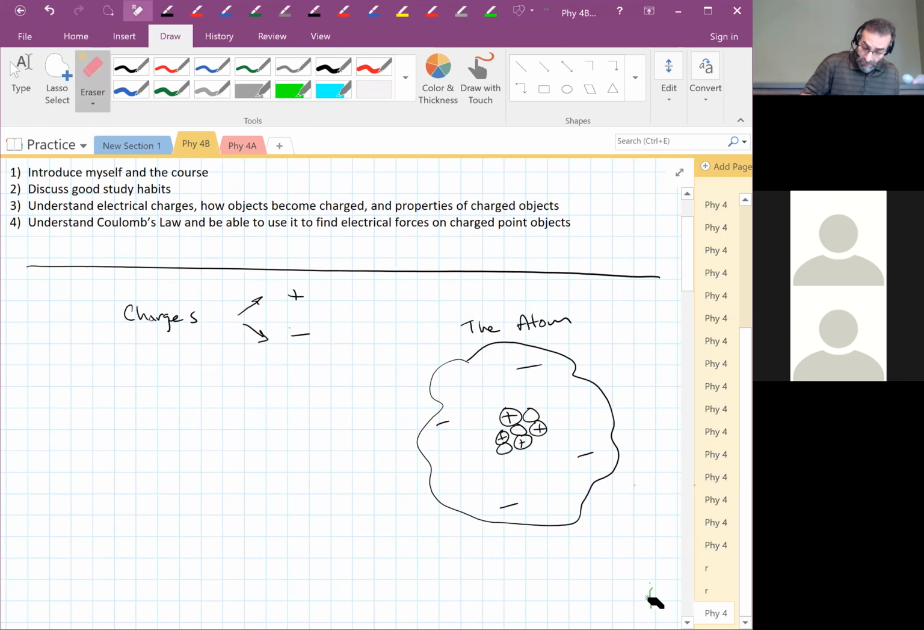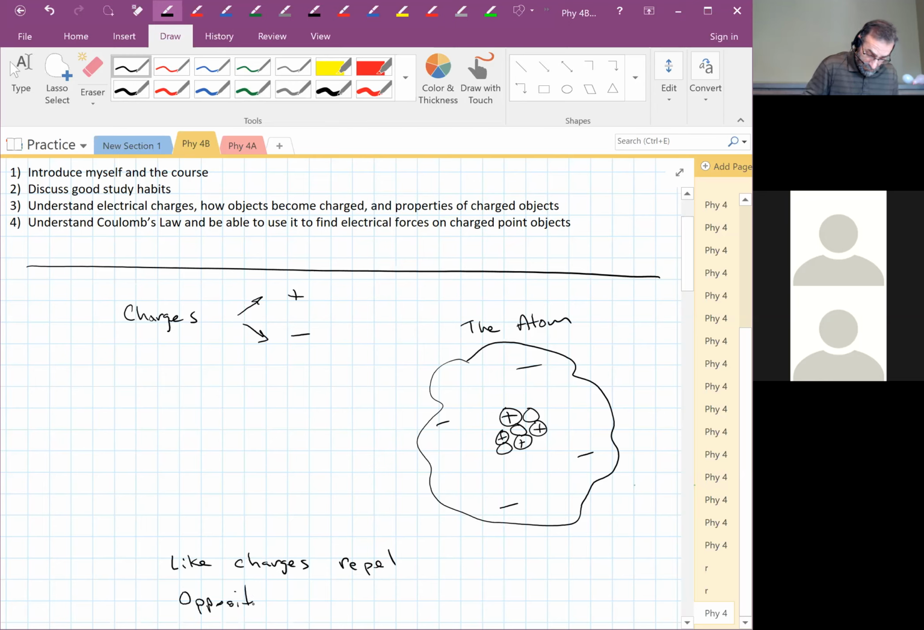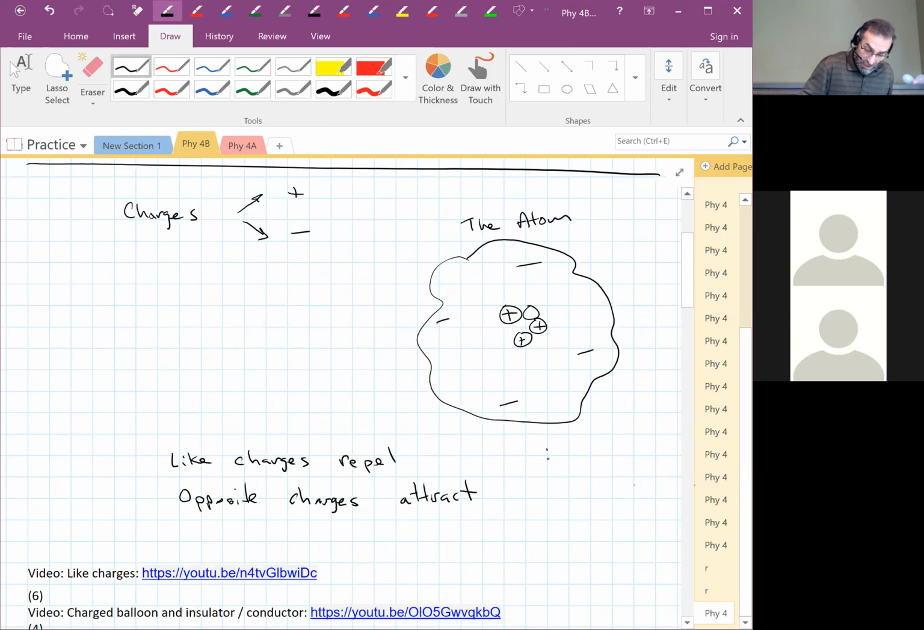And we know that like charges repel, and opposites attract. Okay. So if we have two like charges, doesn't matter what they are, the force is away. And we have opposite charges, the forces are towards each other.